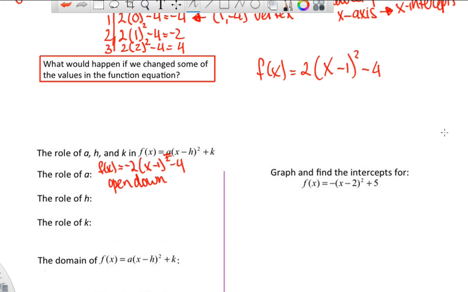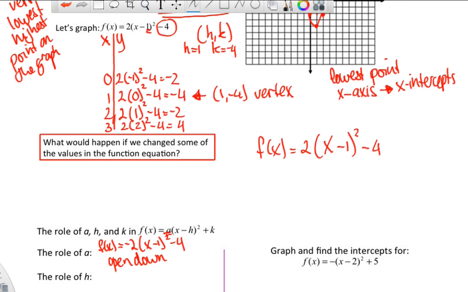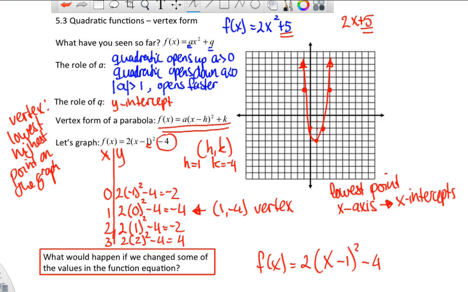The role of a is exactly the same as we saw earlier, which is that if a is larger than 0, it opens up. If a is less than 0, it will open down. That's supposed to be an a. And the larger the magnitude of a, the faster it moves. So this is supposed to be an a less than 0. Okay, so that's not going to change.